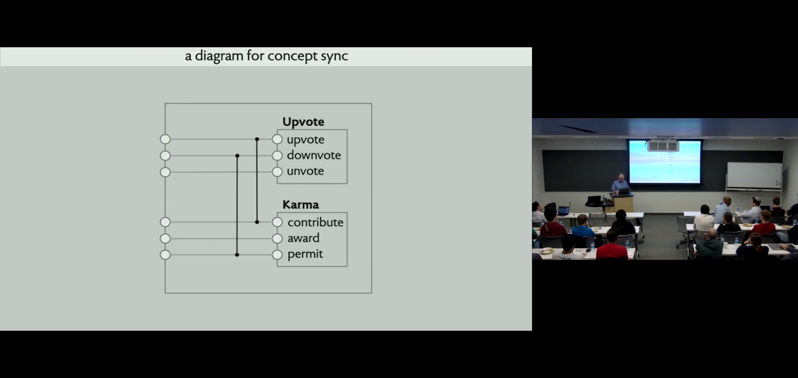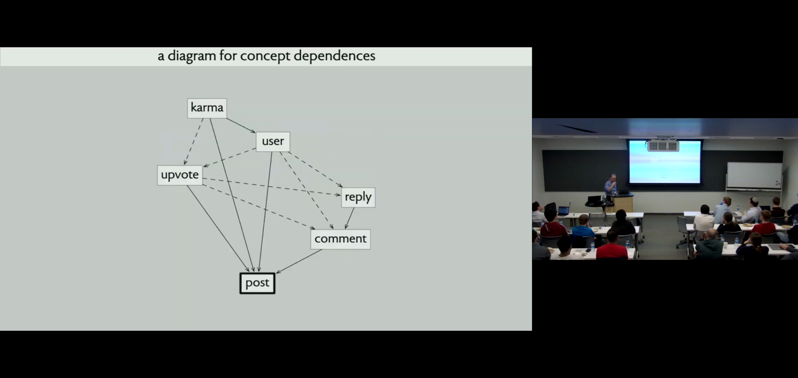But a more interesting picture is this one. This is a picture that is a dependence diagram. And it's a bit of a paradox. I've told you that concepts aren't dependent on each other. But of course, in some sense, they are. They're not dependent on each other in the sense that you need to understand one in order to understand another.